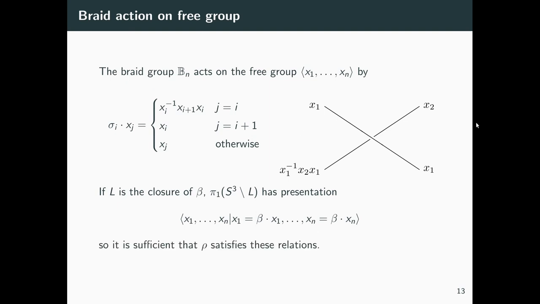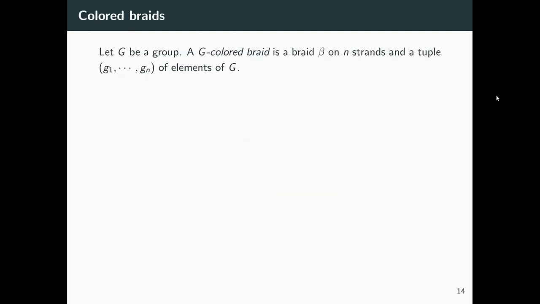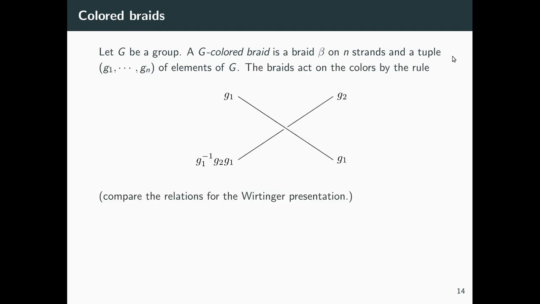And if you want rho to really be a representation of the knot group, you just have to make sure it satisfies these braid group relations. Because of that, this is helpful for thinking about things in terms of braids. So I wanted to introduce this generalization of braids called G-colored braids. Instead of just a braid on n strands, you also need this tuple of elements of G, which are sort of like the holonomies around each meridian. And because of that rule I showed you on the last slide, the braids are going to change the colors. When I braid g1 over g2, g2 changes. And this is, again, just like applying the relations with the Wirtinger presentation.